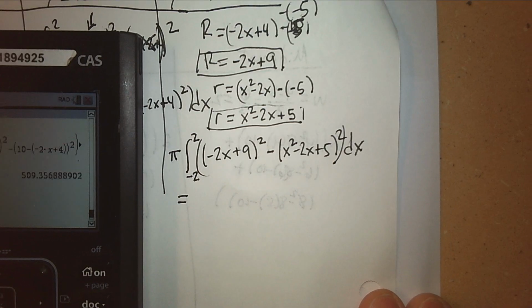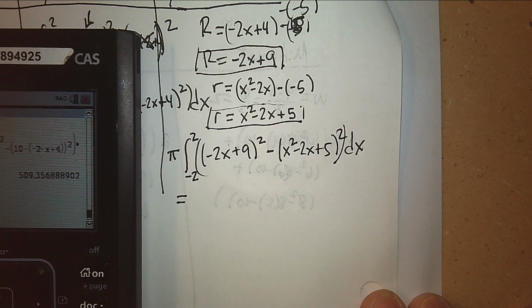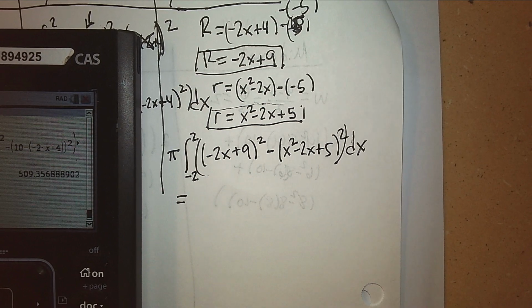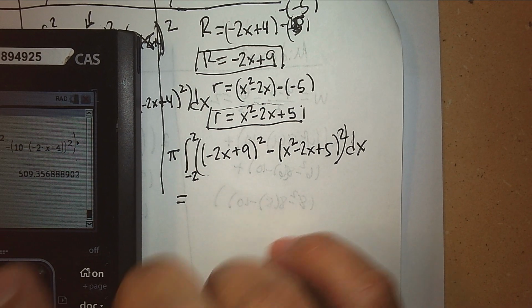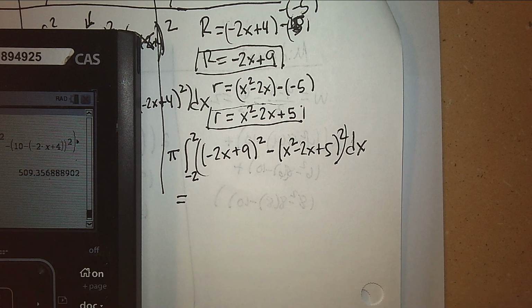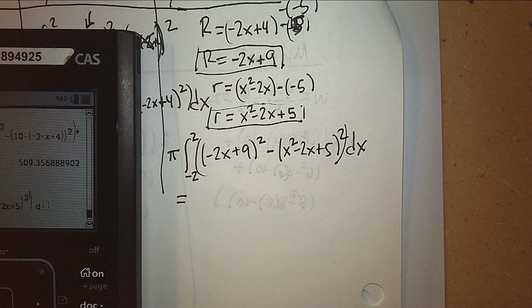So again, I'm going to type that in. I'm going to again start with 2 parentheses. And then I'm going to type in -2x plus 9, and I'm going to square it. Subtract, again a parentheses, x squared, subtract 2x. I'll show you what I typed in after I type it in. Plus 5, close it, square it, and then close the whole thing dx.